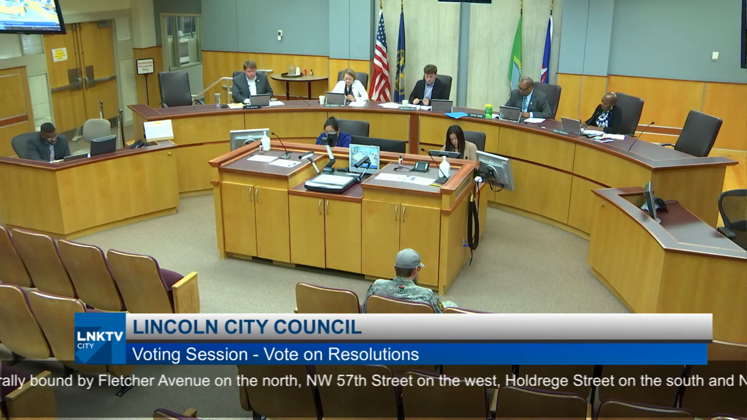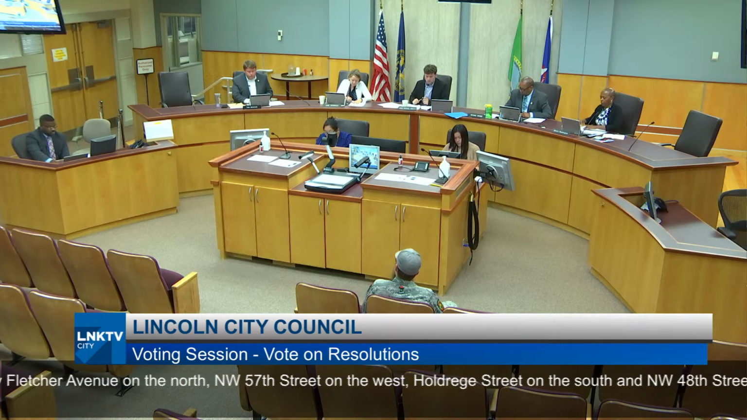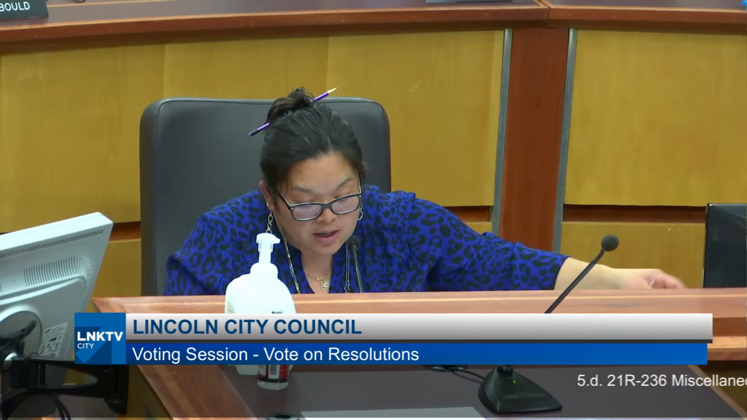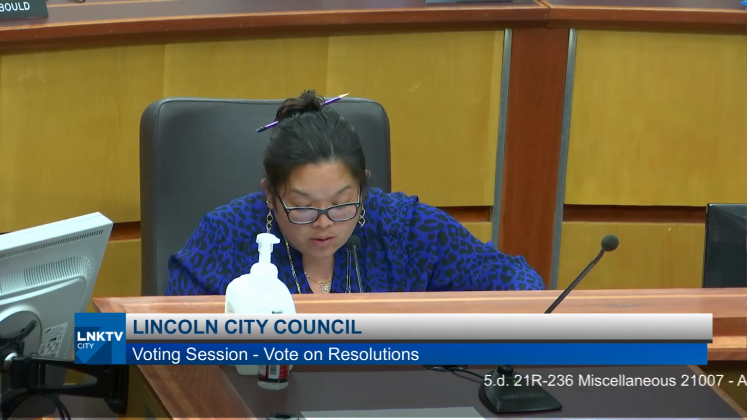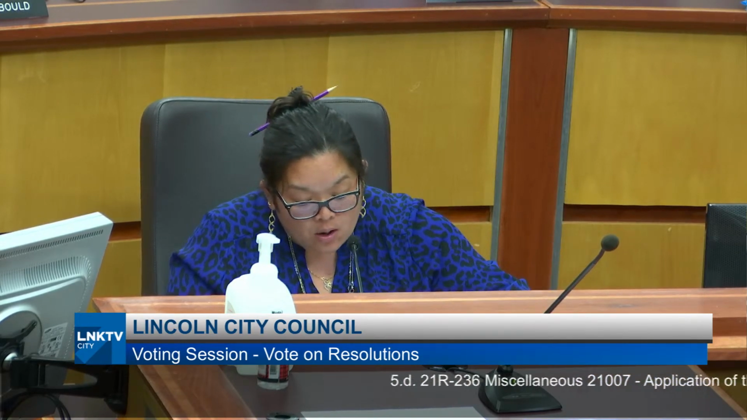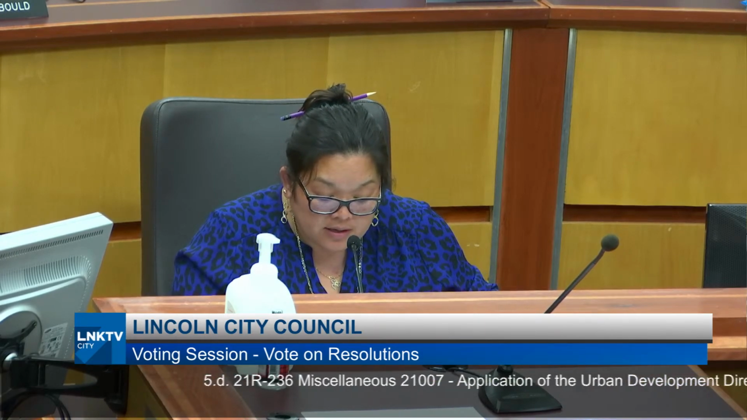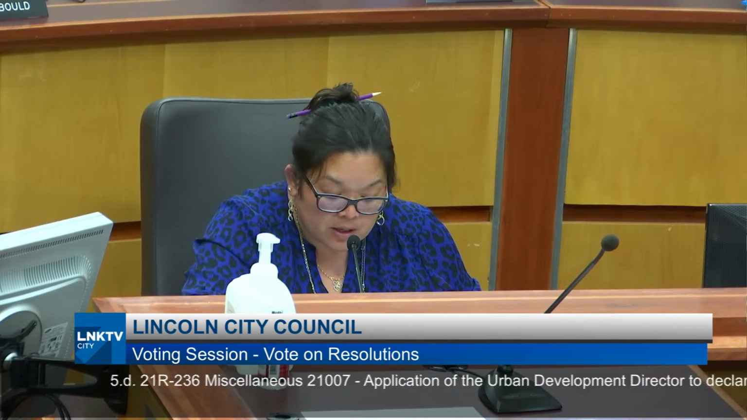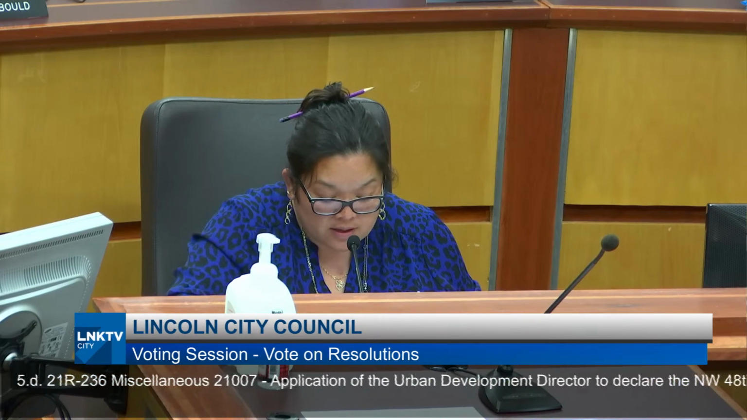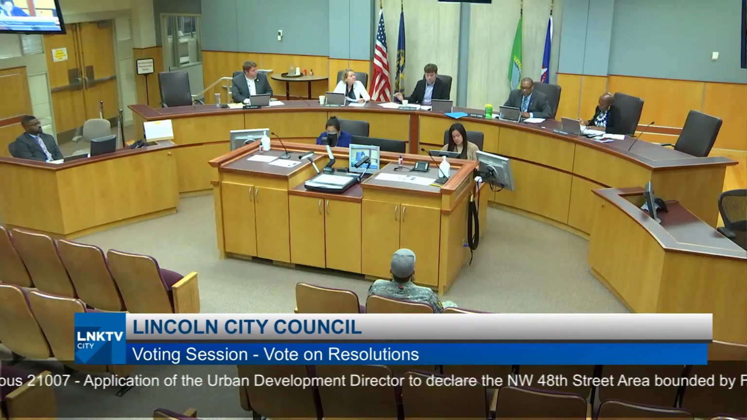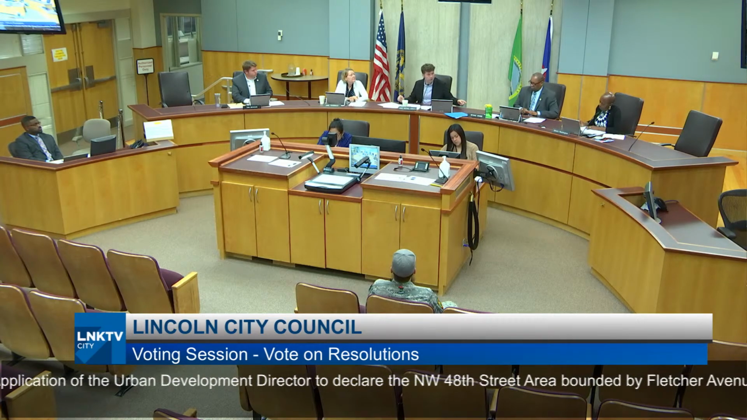Item 5D is miscellaneous 21007, application of the Urban Development Director to declare the Northwest 48th Street area bounded by Fletcher Avenue on the north, Northwest 57th Street on the west, Holdridge Street on the south, and Northwest 48th Street on the east as extremely blighted, as set forth in the Extremely Blighted Determination Study for the City of Lincoln, Nebraska, dated January 2021, introduced by Raybold. So moved. Second. Moved and seconded by Councilman Shob.